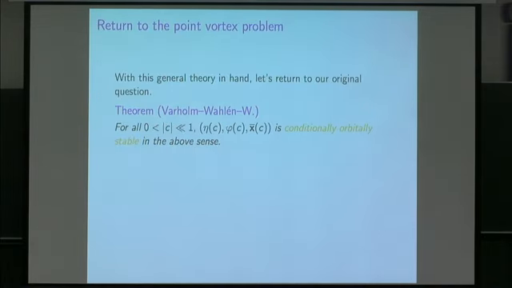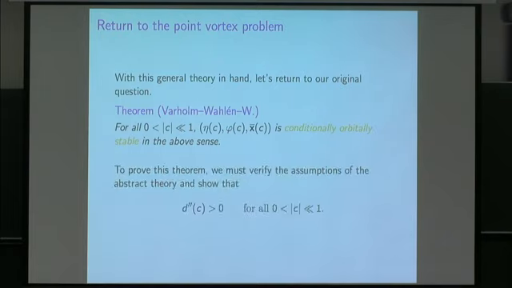Okay, so for my remaining time, I promise I don't want to go over, let me just talk about what this means for the point vortex problem. Well, we put all this work into this machinery, and you get the following. For any c small enough, you have conditional orbital stability in the sense of the first theorem that I stated. And to do that, of course, you need to verify all of these myriad hypotheses that I put on the board very quickly. And in particular, you need to show that D double prime is positive at these values, for small values of c.